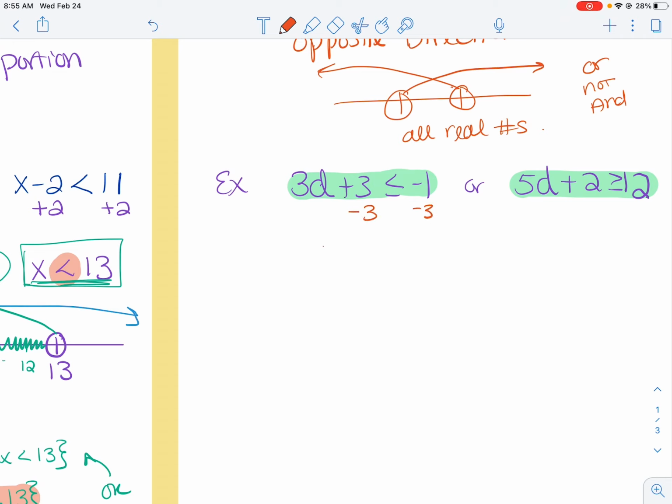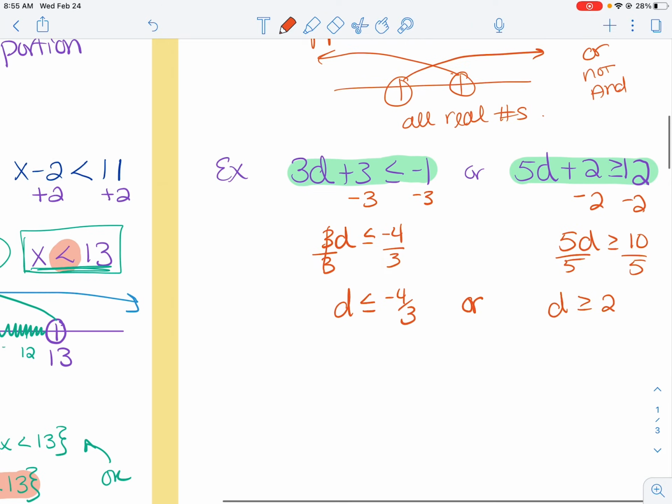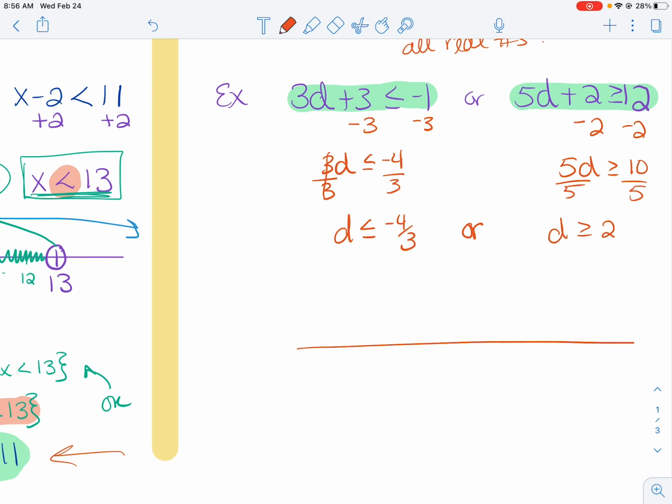So when we solve, we want to solve each one separately because they're two separate problems. So take 3 away from both sides here. 3d is less than or equal to -4. Divide by 3. d is less than or equal to -4/3. Or, here I have to take away 2. 5d is greater than or equal to 10. Or d is greater than or equal to 2.